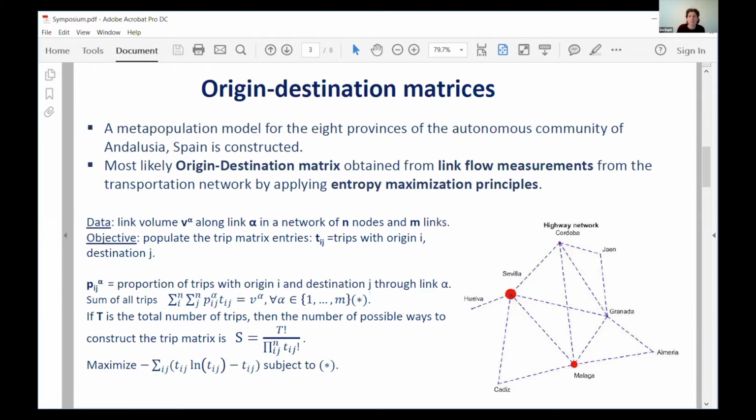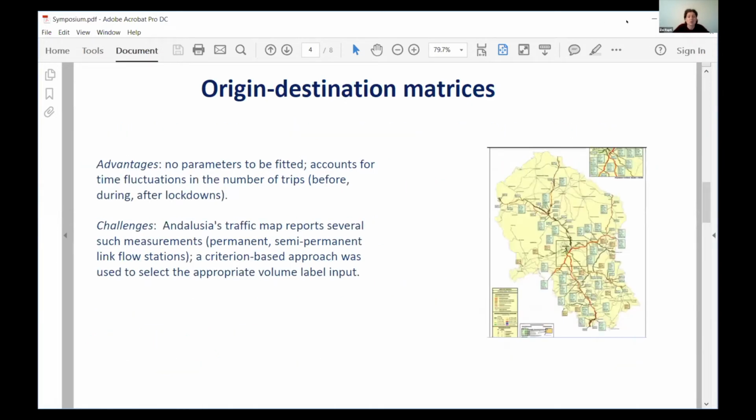Now, this method is supposed to be superior to other methods. The advantages are that there are no parameters to be fitted, like for example in a gravity model. And also, most importantly for us, we can account for time fluctuations in the number of trips. That's important because Spain had several phases over this epidemic. So there was the before, during, and after lockdown phases that we're interested in. And this method allows us to account for these changes in mobility.